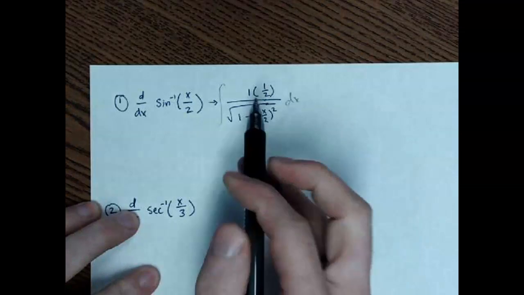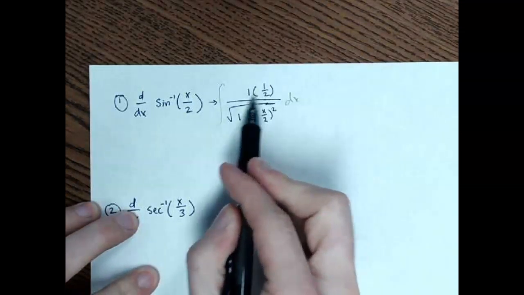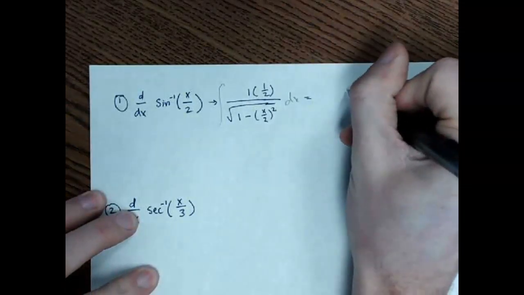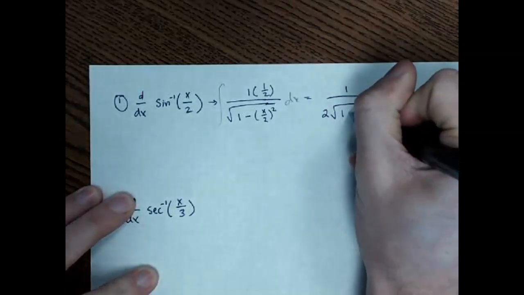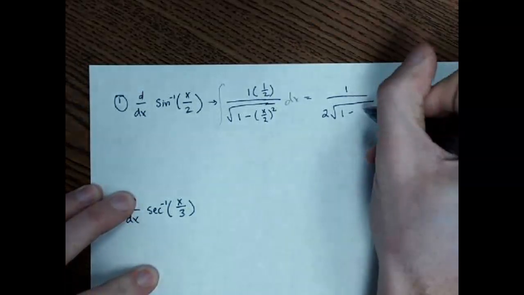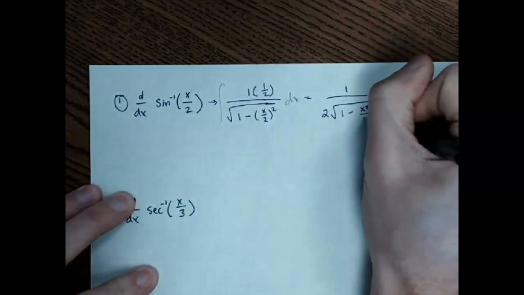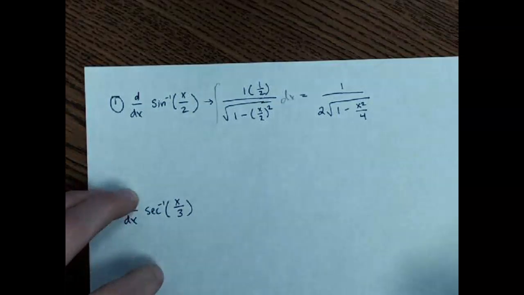First thing I'm going to do is, instead of this 1/2 on the top, I'm going to take this 2 and move it to the bottom. So this would be the same thing as 1 over 2 square root, 1 minus, and I'm going to square all this stuff out. So I have x squared over 4. All right, so wonderful. Took that 1/2.